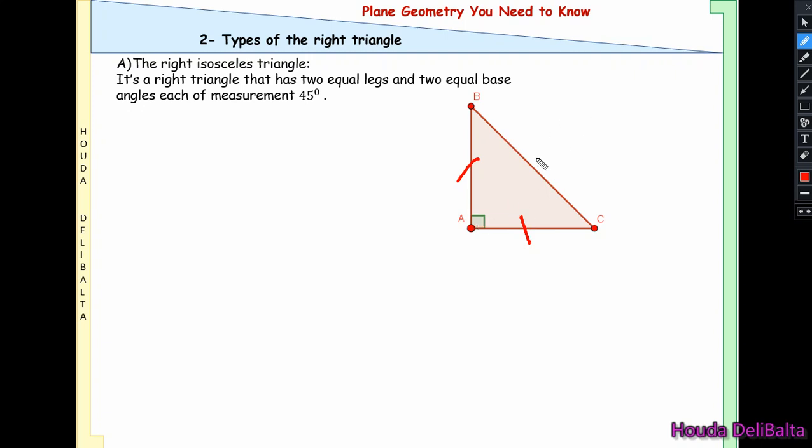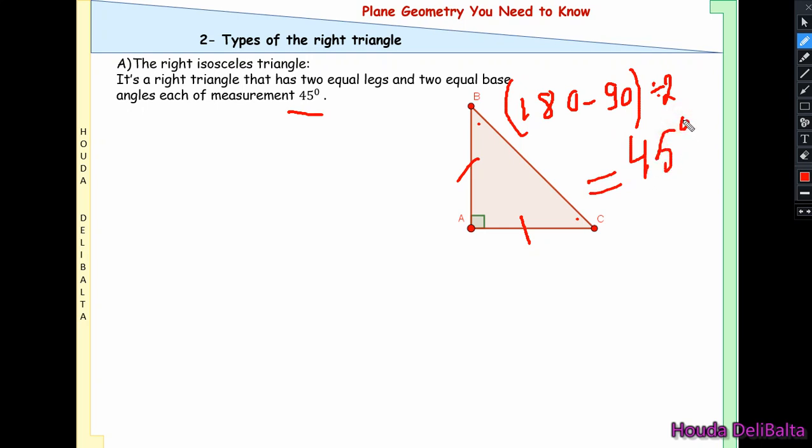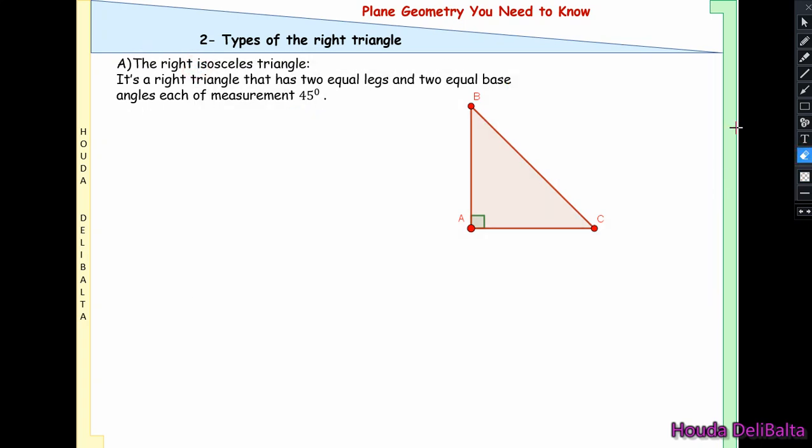Here is the hypotenuse. Now, how do we show that the base angle is equal to 45? By doing this operation. To find the base angles, I just subtract: I write 180 minus 90, and the answer is going to be divided by 2, because the base angles are equal, and thus we get 45 degrees for each of them. Now let's continue to see what we have more.